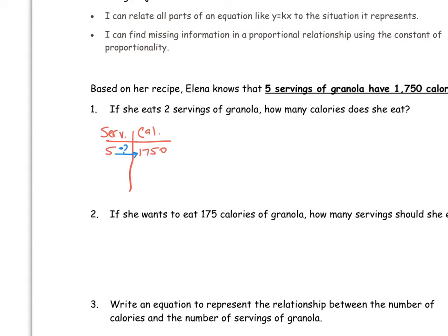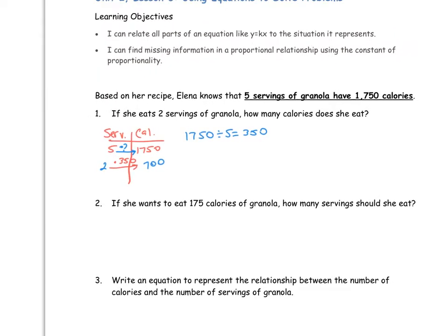1,750? Well, to quickly calculate that, I'm just going to do 1,750 divided by 5. So that is equal to 350. Now I need to calculate for 2 servings. So now what I'm going to do is take the 2 and multiply it by 350. And when I do, I get 700. So therefore, 2 servings has 700 calories.